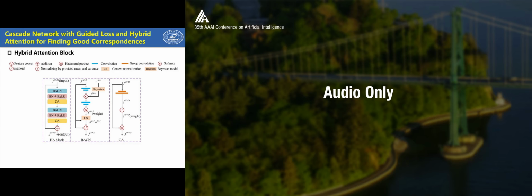Specifically, BACN is to normalize each correspondence so that the features of correct and incorrect correspondences are distinguishable. BN is adopted to accelerate the network convergence, and the ReLU function is utilized as an activation function. Finally, the CA operation learns statistical information on the channel to boost the performance of the network.